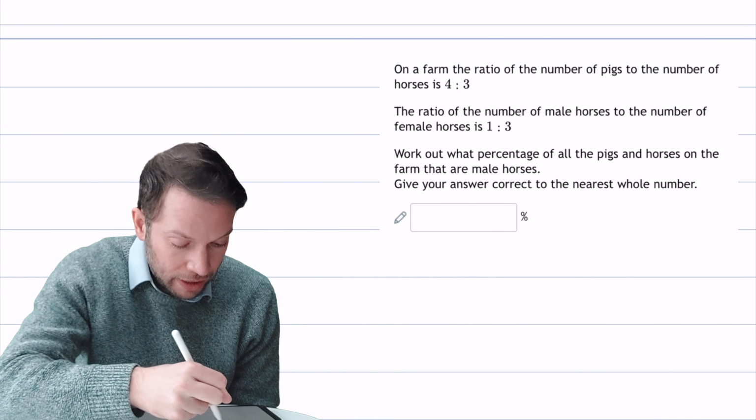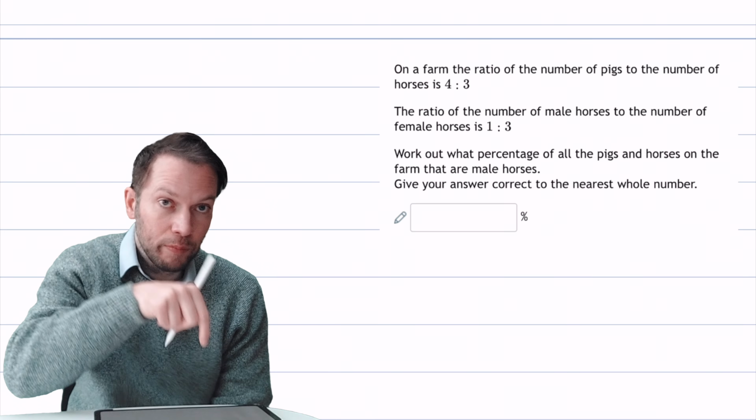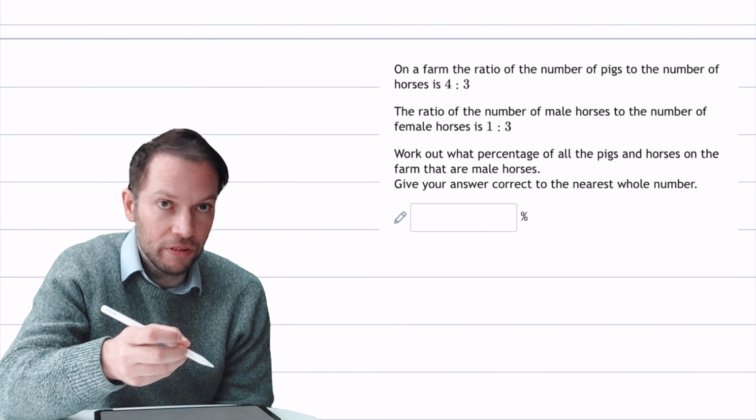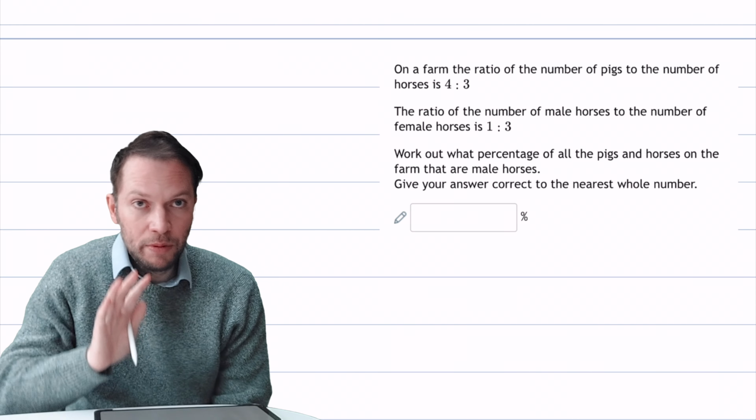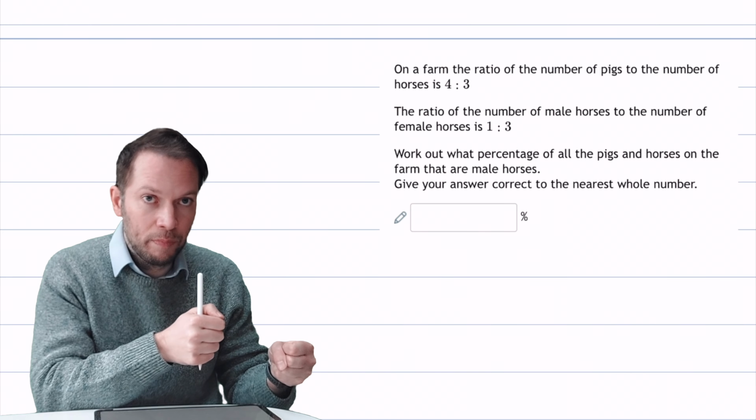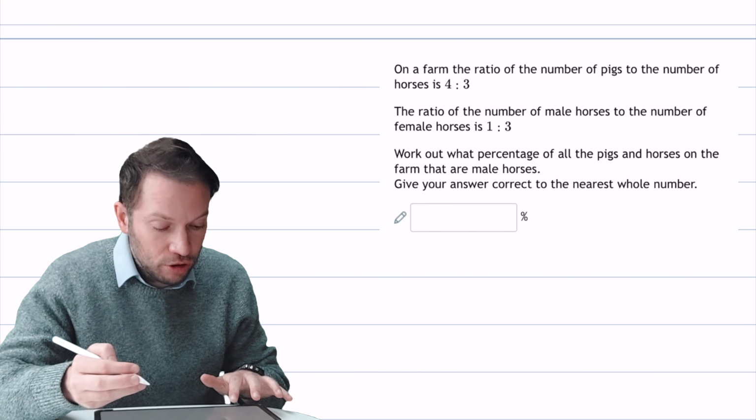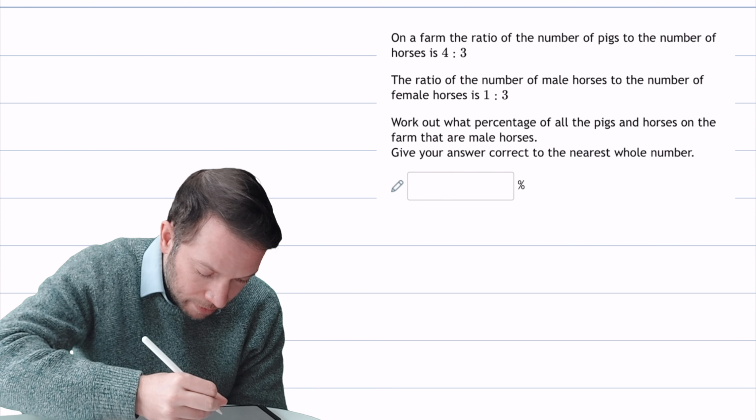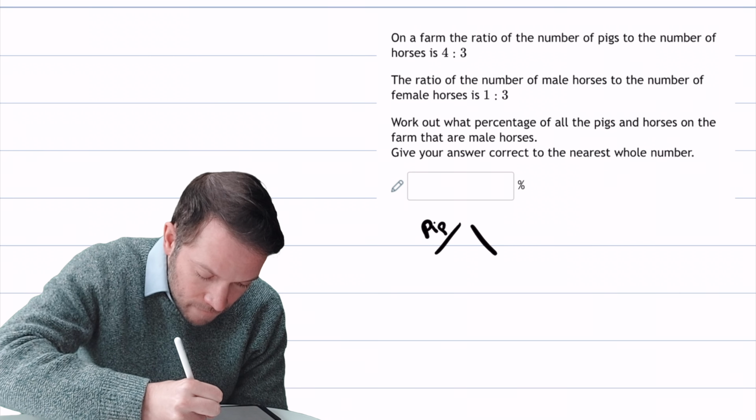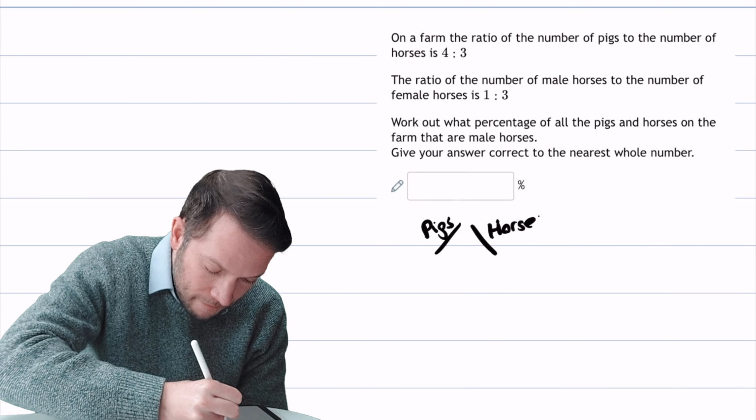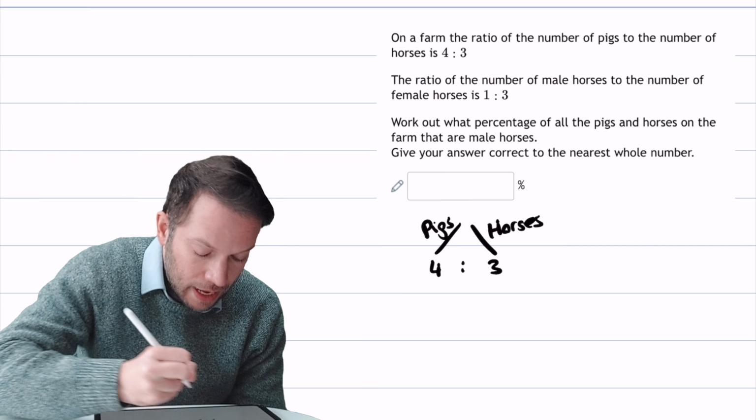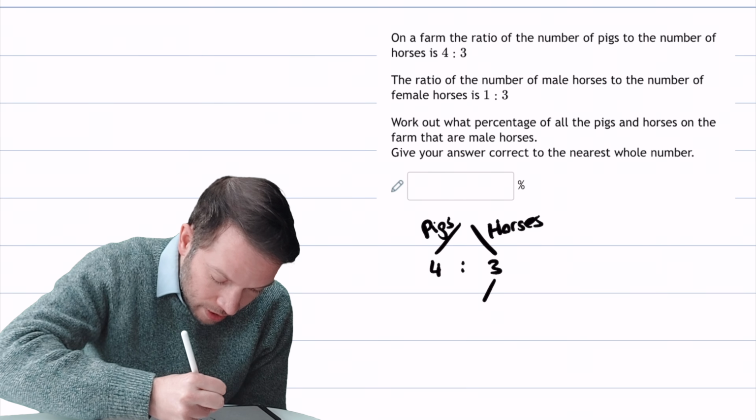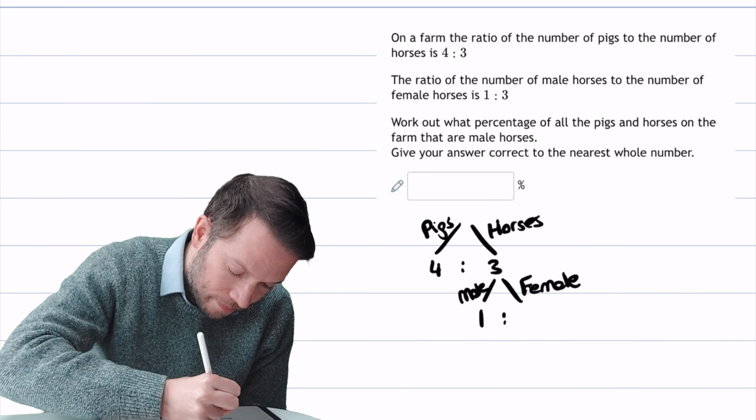Now notice that the first ratio was just talking about pigs and horses. And then of that second category, horses, that was further subdivided into male horses and female horses. When you've got a subdivision like this, where one part of the ratio is further split into further parts, we can use a little tree to represent this information. So we've first got pigs to horses is 4:3. And then of the horses, male to female was 1:3.